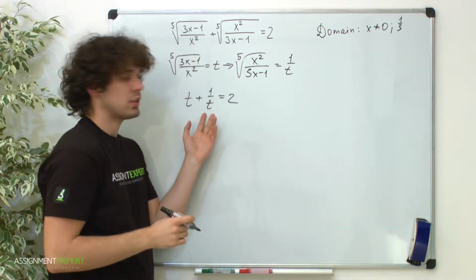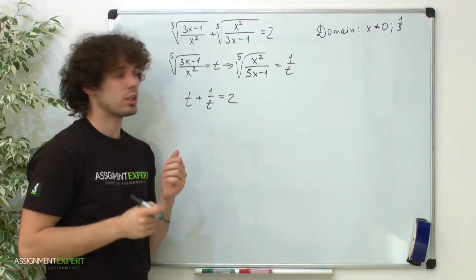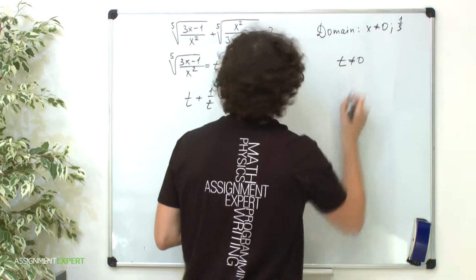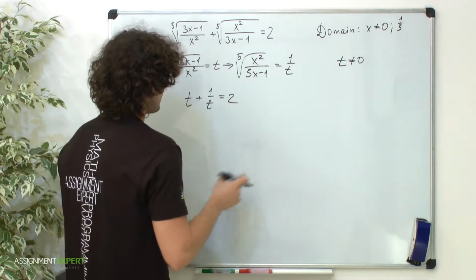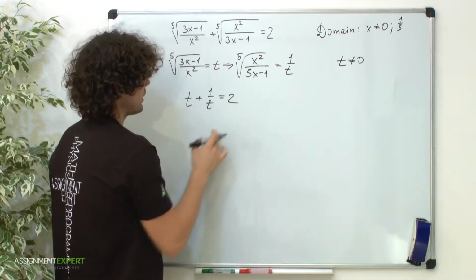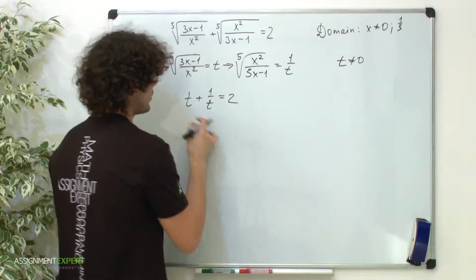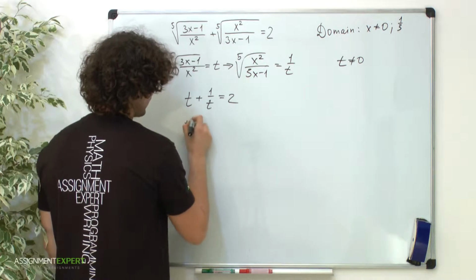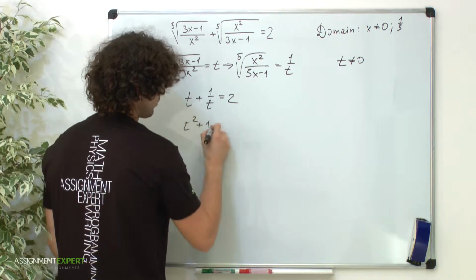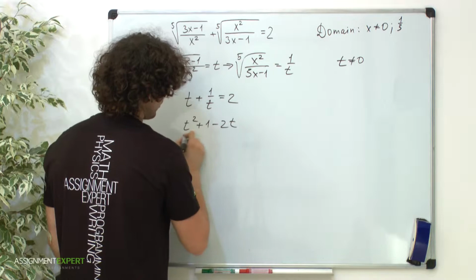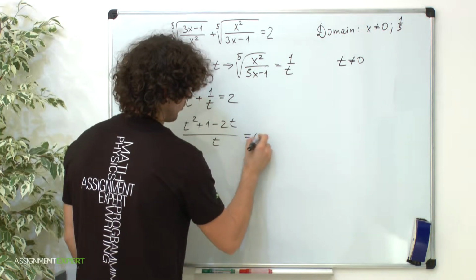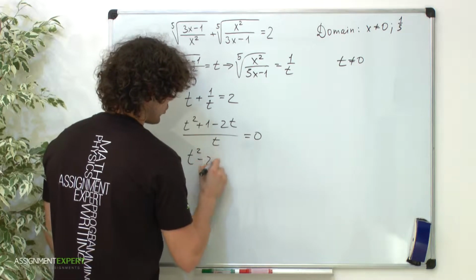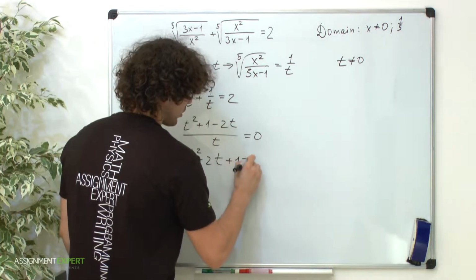And as we have t in the denominator, we have an additional condition. T is not equal to 0. Now let's represent these two terms as fractions with denominator t. And let's move all the terms to the left. We get t squared plus 1 minus 2t over t equals 0, which gives us a quadratic equation t squared minus 2t plus 1 equals 0.